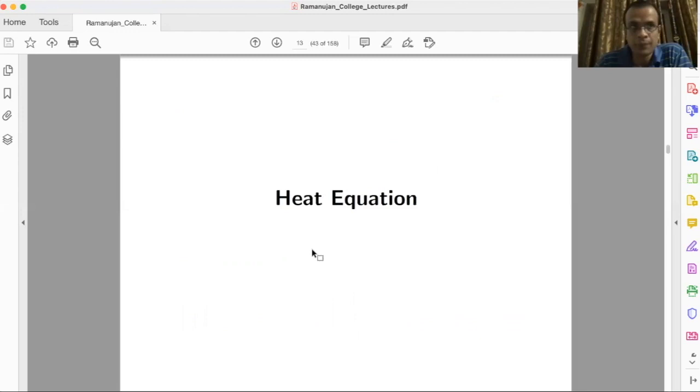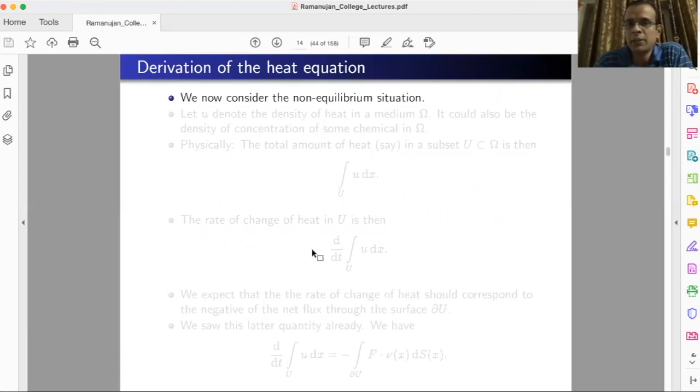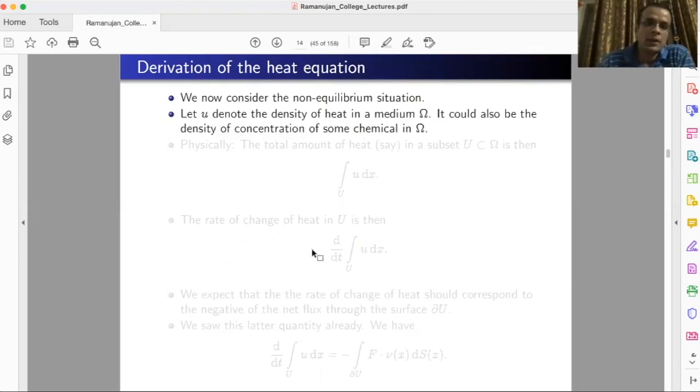Okay, so what we have is that this is actually a generalized version of what we considered just in the Laplace equation context. So we consider a non-equilibrium situation. So as before, let U denote the density of some quantity of interest, so for instance, heat in a medium omega. It could also be the density of concentration of some chemical in a medium omega.